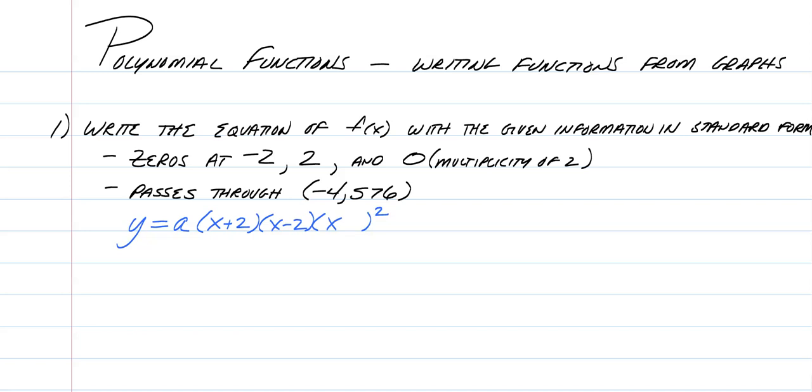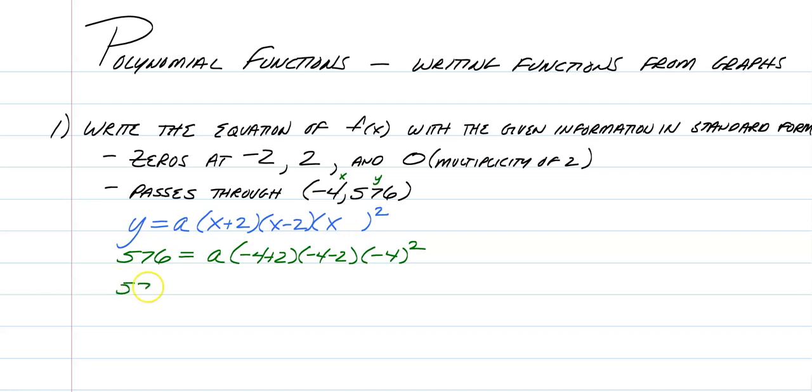But we have to figure out what a is. A is our, shall we say, leading coefficient of this polynomial function. So the next thing we're going to do is substitute in our x and our y. So we're going to get 576 is equal to a times a -4 plus 2, a -4 minus 2, and then a -4 quantity squared. And now you're just going to do some multiplication, squaring, solving for a. All we're doing now is solving for a.